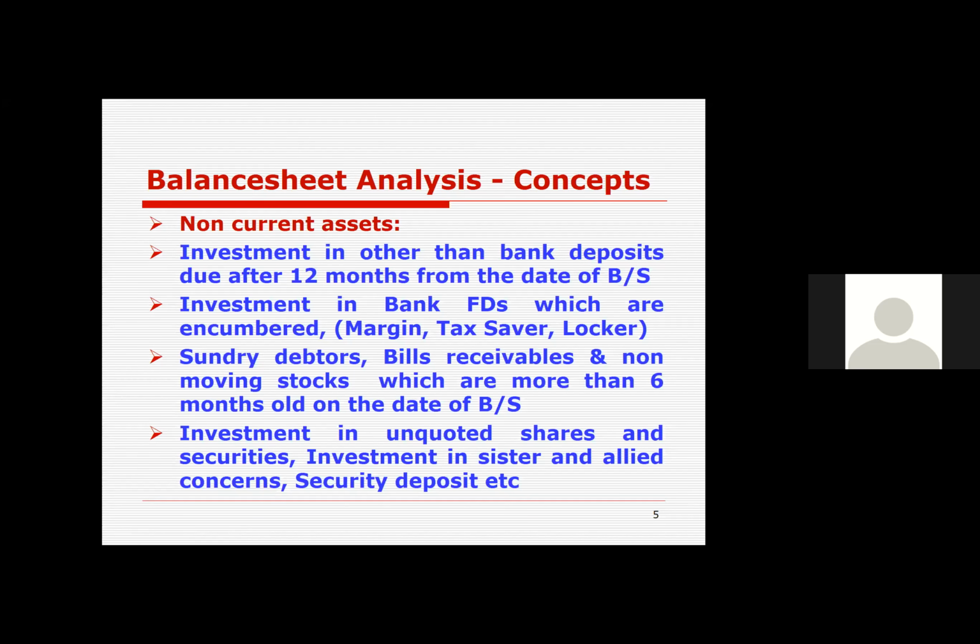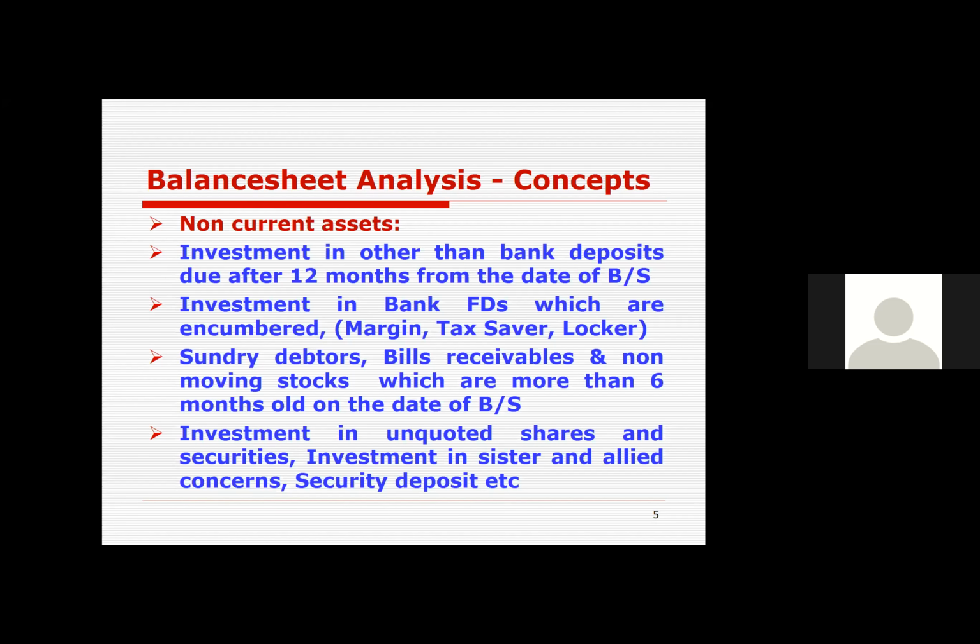For example, you take some guarantee. You are issuing some guarantee. You are taking deposits as the collateral for the guarantee. Or you are giving some loan. You will be taking some deposits or NSCs, etc. as collateral for the loan. So all bank deposits, unless otherwise it is encumbered, will not come under non-current assets. They are all current assets.